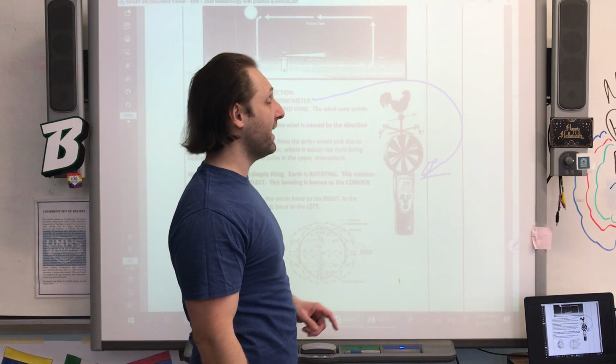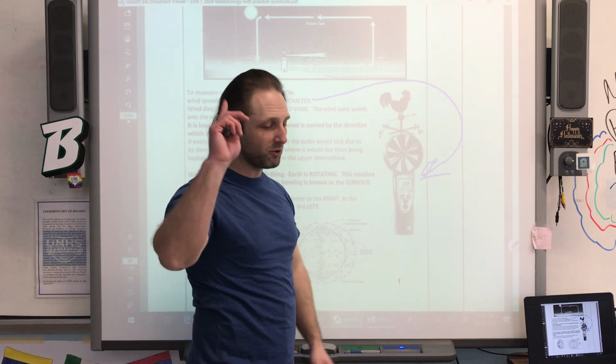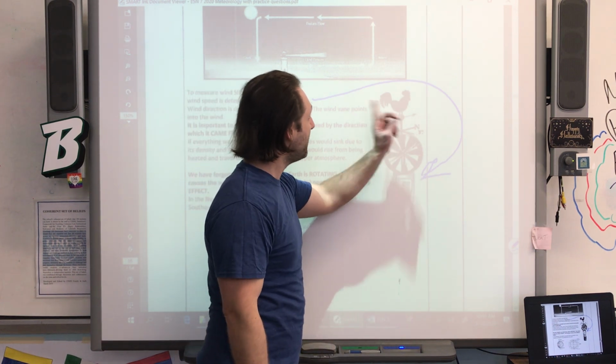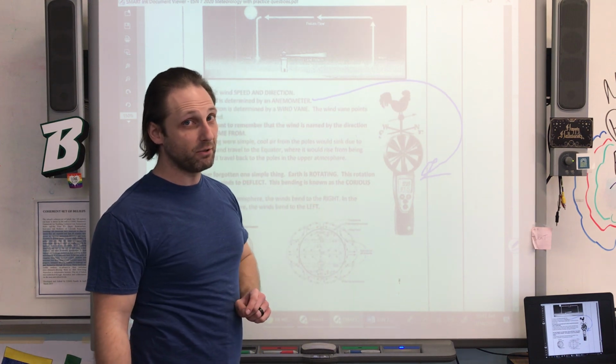Now, in a wind vane, you got this little rooster. I was just about to cock-a-doodle-doo. I don't think it's right. So anyways, here you have your rooster on top of your wind vane.